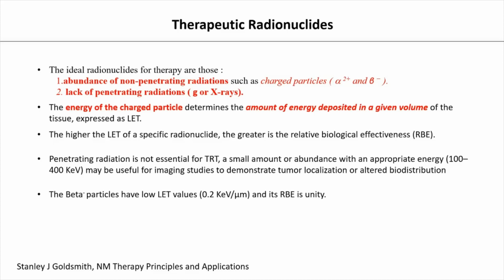So the ideal radionuclides for therapy are those which have an abundance of non-penetrating radiations, like charged particles such as alpha particles and beta particles. And secondly, those radionuclides must lack the penetrating radiations like gamma rays or X-rays.